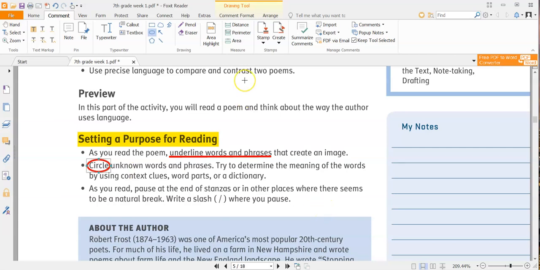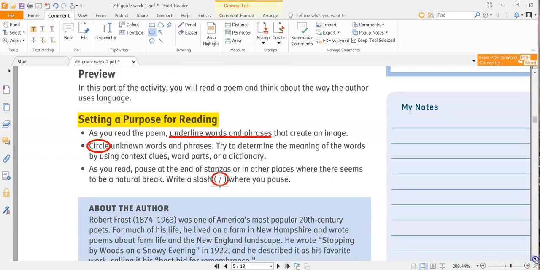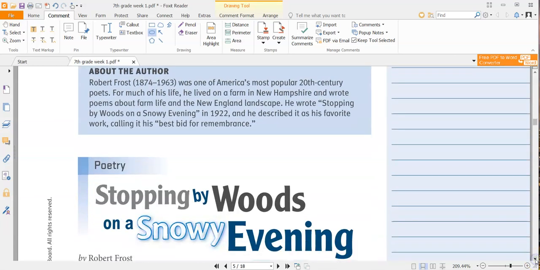Then our third symbol: as you read, pause at the end of stanzas or in other places where there seems to be a natural break. Write a slash where you pause. And I'm going to circle this slash so that you know that's what we're going to be doing. Since it's a poem, I'm going to read it with you. Then we're going to do a little bit of the work together, and then I'll let you do some independently as well. This poem is Stopping by Woods on a Snowy Evening by Robert Frost.